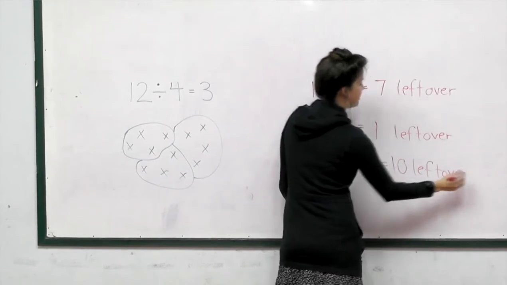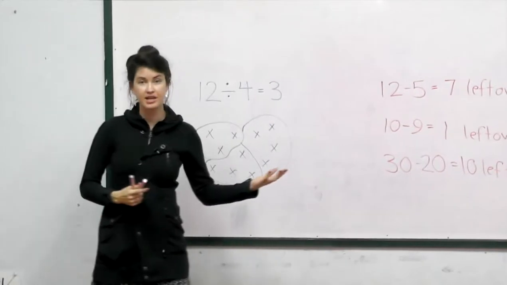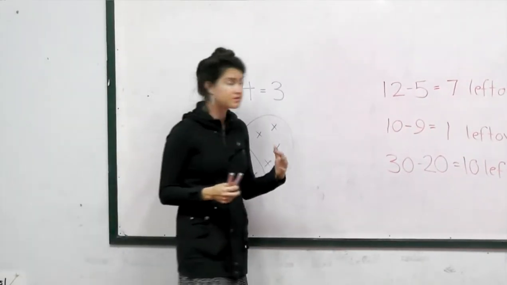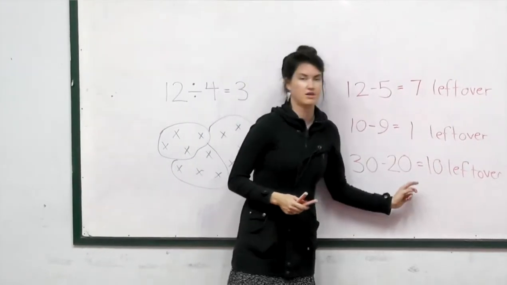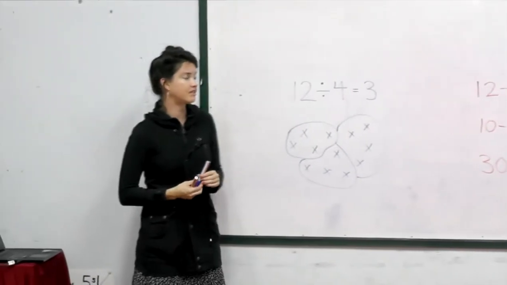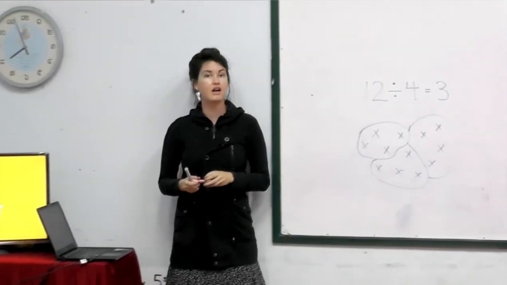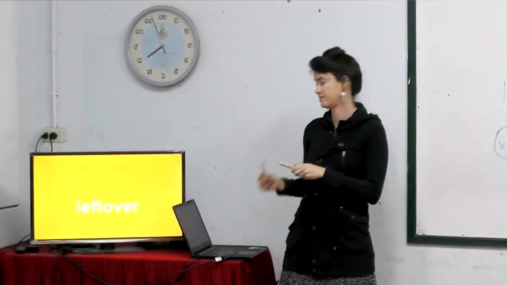10 candies are left over. So leftover are the things that are extra. They're the things we didn't use. So we have 7 left over, 1 left over, or 10 leftover cookies. So when we do that with division, we call that our remainder. We call our leftovers our remainders.